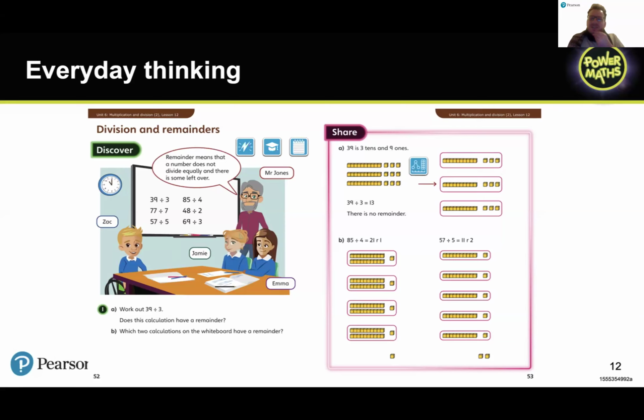He's teaching the class here, and so what the Discover is doing is simply putting a context into maths questions in a maths class. We've got Zach, Jamie, and Emma, and they are experiencing just what the students in my own class are experiencing. They're in the lesson, they're doing some thinking. They might be struggling with it. They might have their own ideas, but they're there.